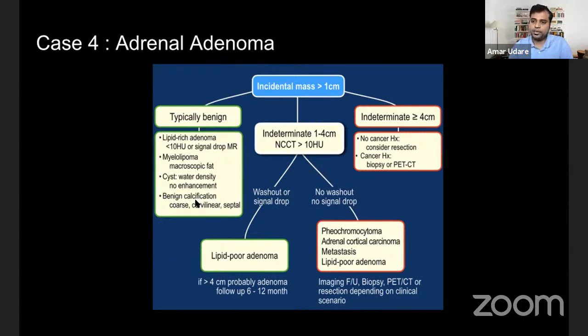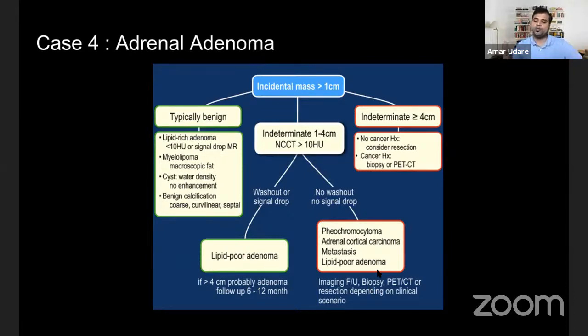For lesions that are 1 to 4 centimeter, that's indeterminate. In those cases, you may have to do further investigation. So if there is washout signal on MR, as we saw in our case, then that's a lipid poor adrenal adenoma. If there is no washout, then the pathologies include pheochromocytoma, adrenal cortical carcinoma, mets, and lipid poor adenoma. In this case, you may have to do a biopsy or an imaging follow-up. For pheochromocytomas, you can do biochemical studies.